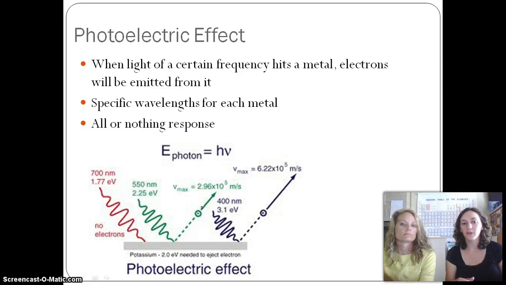The photoelectric effect deals with electrons. When light of a certain frequency hits a metal, electrons will be emitted from it. Specific wavelengths are for each specific metal, so it's either all or nothing. If your wavelength is too short, it's not going to actually allow an electron to be emitted. So if you see the red line, it does not have enough energy to actually emit an electron. The green line does, so that must be the threshold, and then the blue line makes it go even faster.